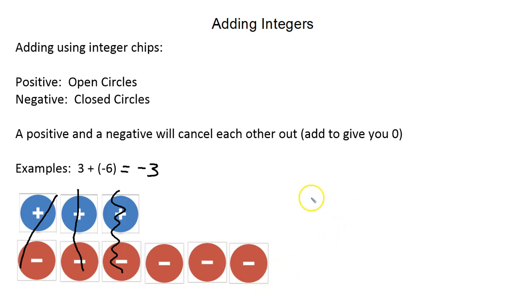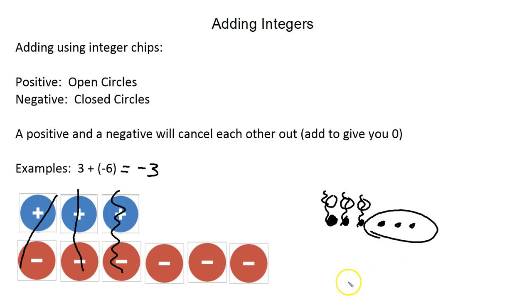So if you are drawing these and you are making your 3 positive circles to represent your positive numbers, and then you are using these closed circles to represent your negatives, this is what you might have in your notebook. These 3 cancel each other out, and you're left with those 3 negatives.